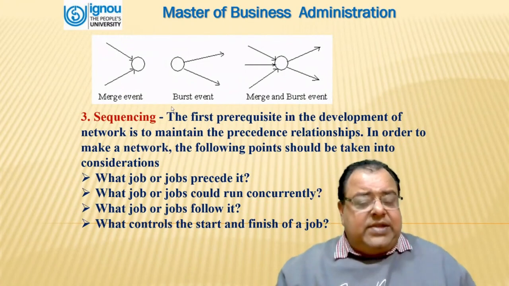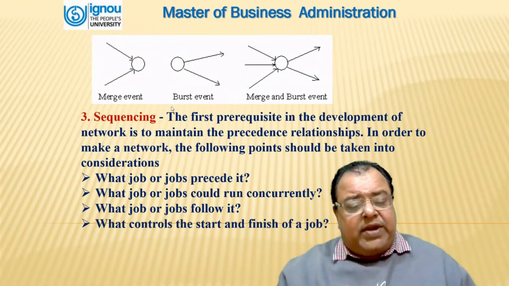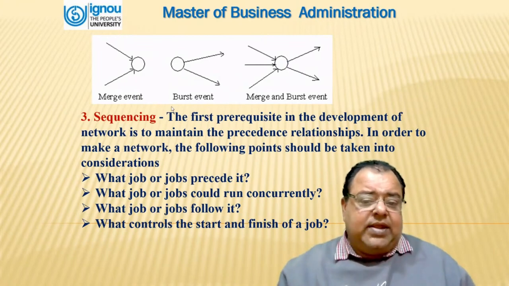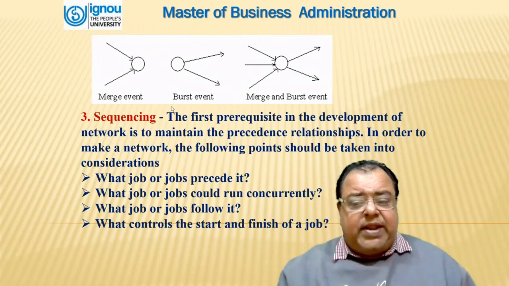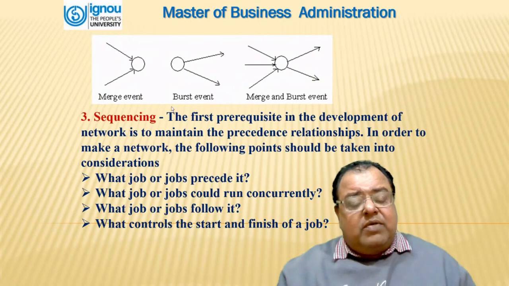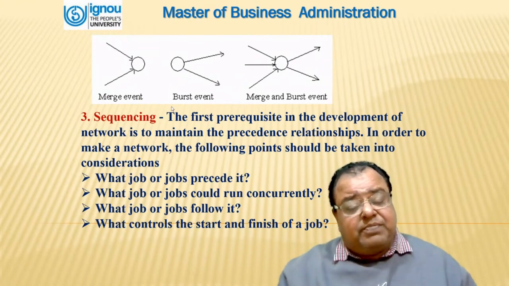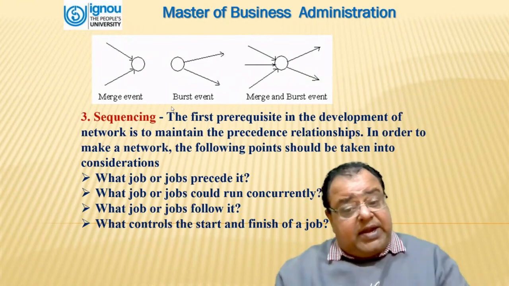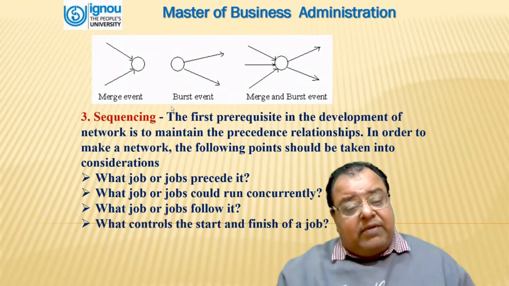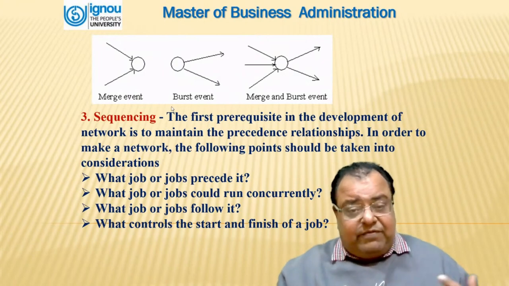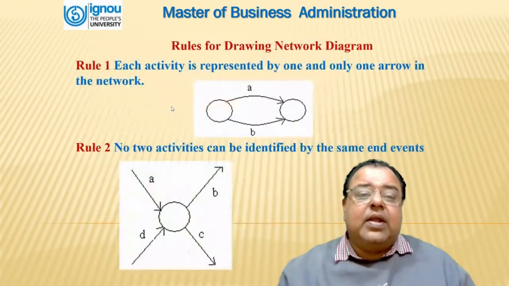The third one is sequencing. The first prerequisite in the development of a network is to maintain the precedence relationship. In order to make a network, the following points should be taken into consideration. What job or jobs precede it? What job or jobs could run concurrently? What job or jobs follow it, and what controls the start and finish of a job?